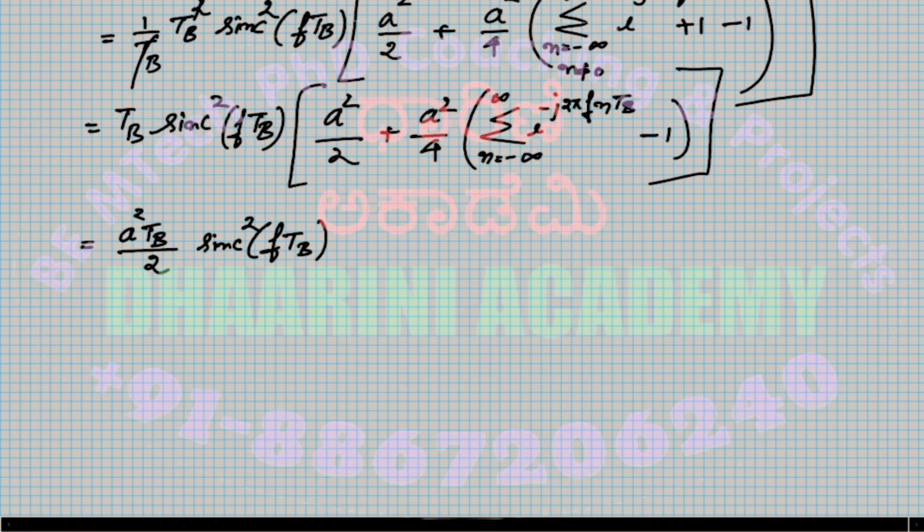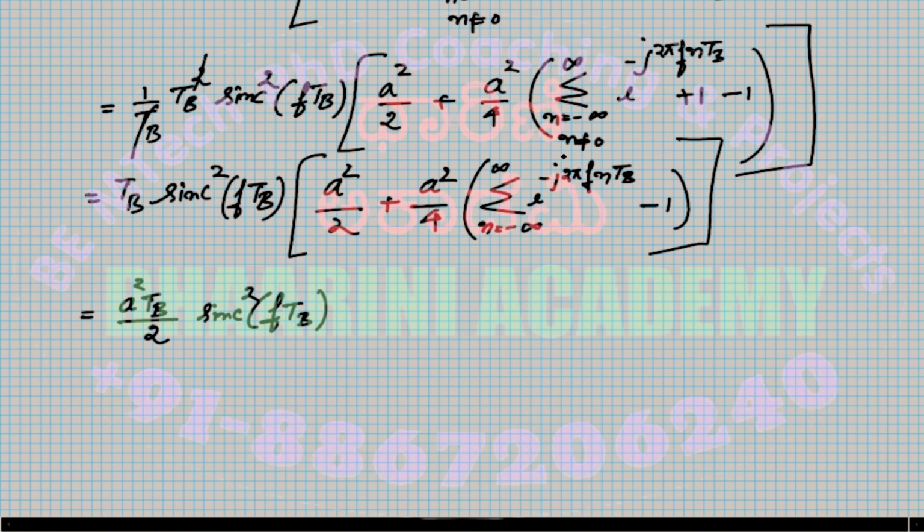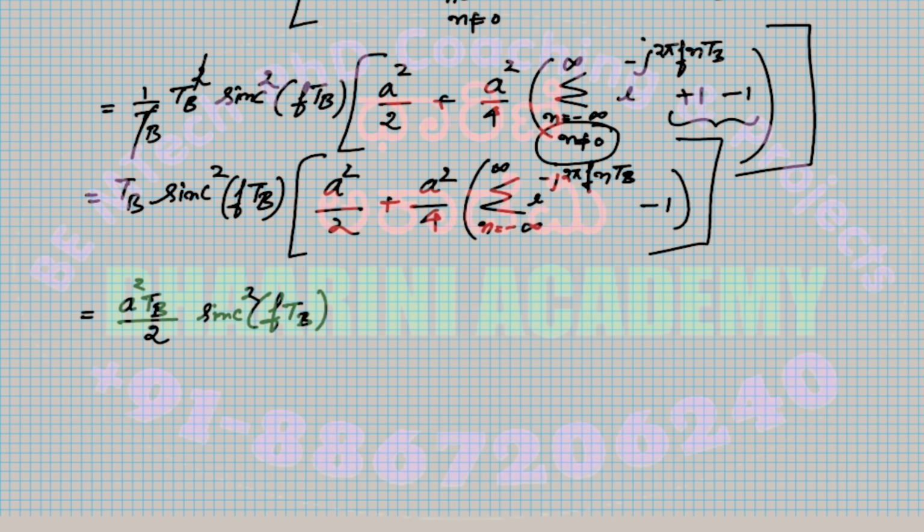Okay, I'll come back. Just check this. See, there is a term n not equal to 0. Correct? You understood this step? Plus 1 minus 1. Okay.